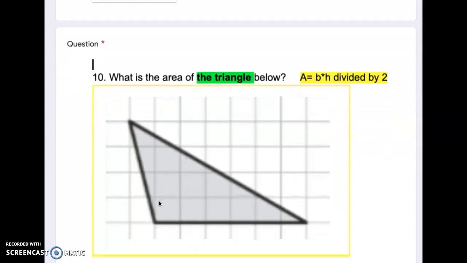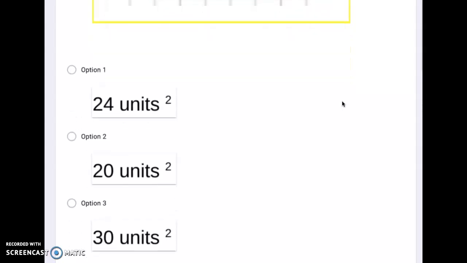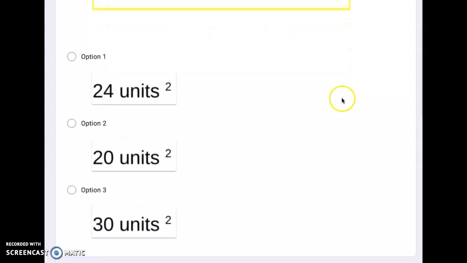And number 10, what is the area of the triangle below? What's highlighted in yellow is the formula for area of a triangle. Your choices are 24 units squared, 20 units squared, or 30 units squared.